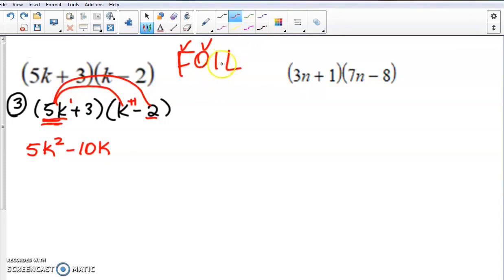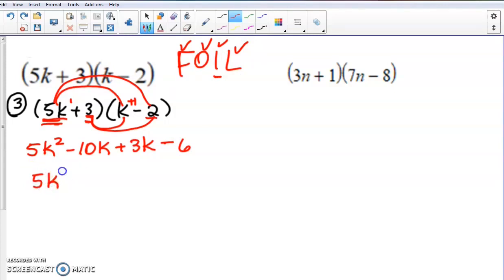Now when we move on to the I for inside, it's going to move us on to our next term of 3. So we're going to do 3 times k and get a positive 3k. Check, and now our last. So the last terms of each parenthesis, which is still distributing our 3 here. So 3 times negative 2 is negative 6. There we go. Now since we have successfully FOILed, now we're going to combine our like terms.